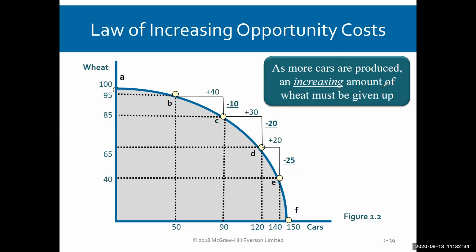Let me clear this and just state it again. From B to C, we're gaining 40 cars, but giving up 10 wheat. And then from C to D, we're gaining only 30 cars, but giving up 20 wheat. And then from D to E, we're gaining only 20 cars, the smallest amount of cars, but giving up 25 wheat, the highest amount of wheat. So that shows that as more cars are produced, we're giving up an increasing amount of wheat.